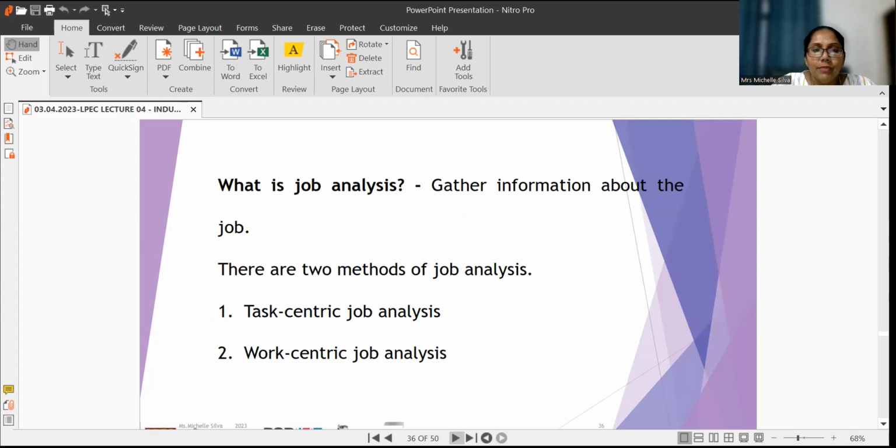So actually there are 2 methods of job analysis. Actually, not 2 methods, there are 2 parts of job analysis.